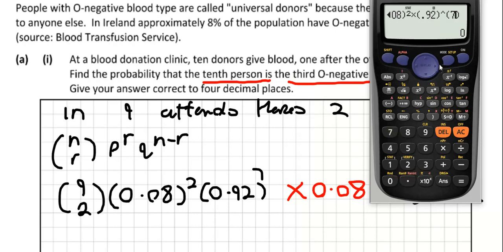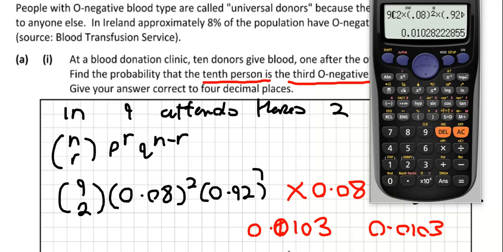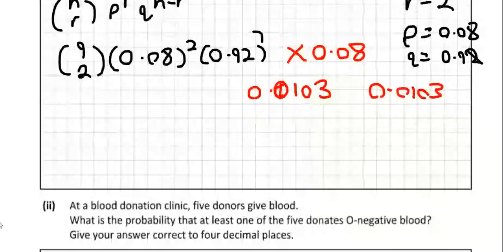multiply by 0.08 and we get 0.0103. That's our answer. I just have to take this out of stat mode. Okay. Next thing, part 2.